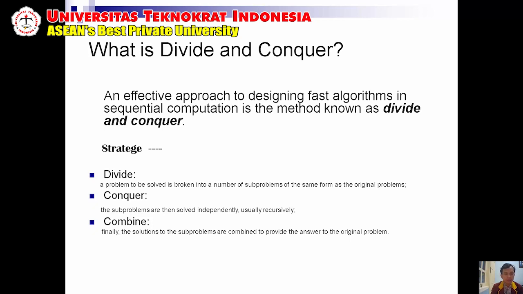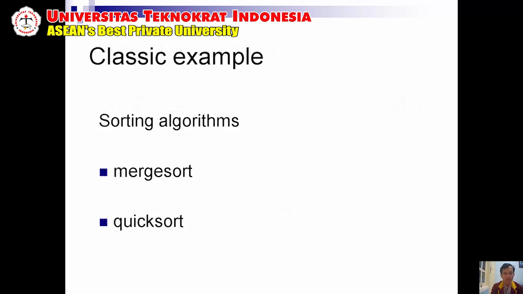Divide: a problem to be solved is broken into a number of sub-problems of the same type as the original problem. Conquer: the sub-problems are then solved independently, usually recursively. Combine: finally, the solutions to the sub-problems are combined to provide the answer to the original problem. Classic examples are sorting algorithms, merge sort and quick sort.